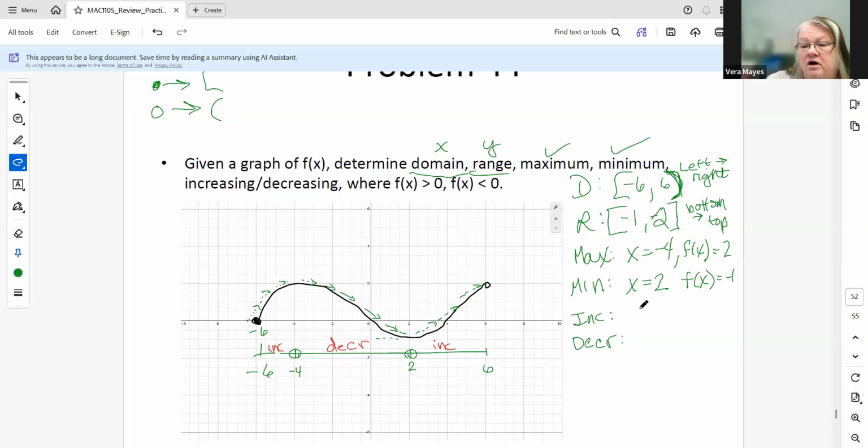So once I've done all the work, I can just come get the answers over here. So I'm increasing from -6 to -4. And then from -4 to 2, I'm decreasing. And then I start increasing again. So I'm going to use that union to stitch these together. 2, and then I stop at 6.